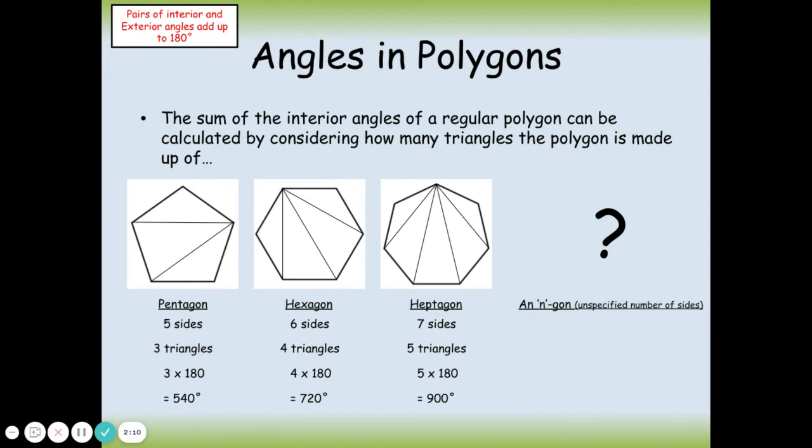Now you can work this out for any sided shape if you replace the number of sides with n. So n minus 2 equals the number of triangles you can fit in. For example, if n is 10, then 10 minus 2 gives you 8 triangles. To work out how many degrees there are, it would be the number of triangles times 180, and that gives you the total number of degrees on the inside of a polygon.